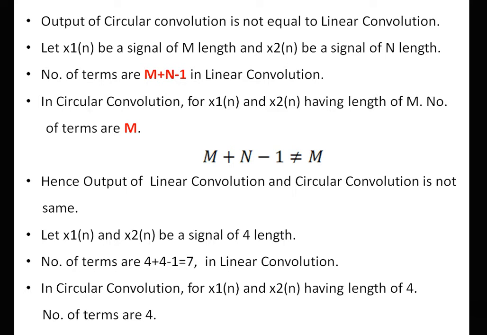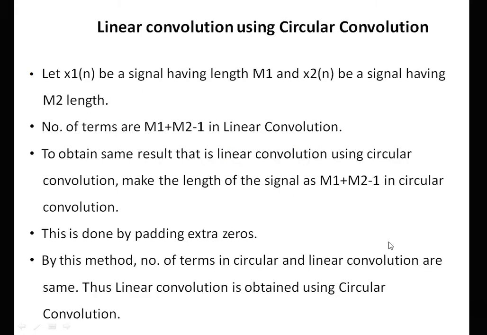Let x1 and x2 be signals of length 4. Then the number of terms in the linear convolution is 4 plus 4 minus 1, which is equal to 7. In circular convolution, as both signals have length 4, the output also contains 4 terms. Therefore, this value is 7 and this value is 4, so the answer is not the same.